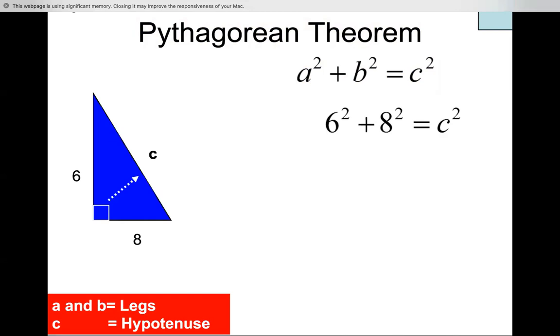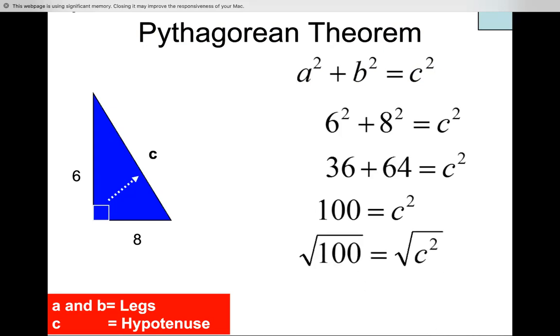Stop me if I'm going too fast. 6 squared is 36. 8 squared is 64. 64 and 36. Hey, that's 100. And if I take the square root of both sides, hopefully you got box 1 memorized. Square root of 100 is 10.